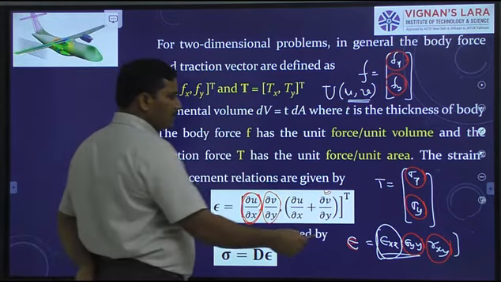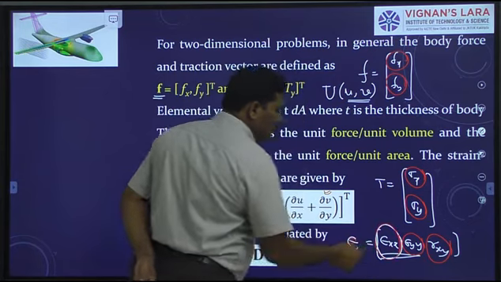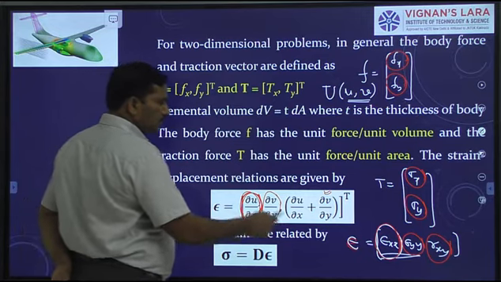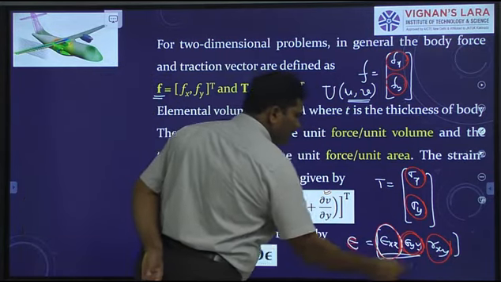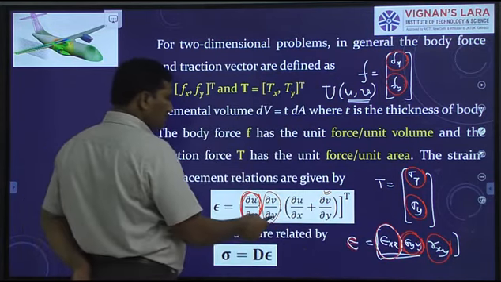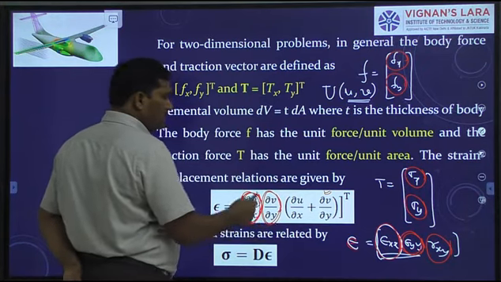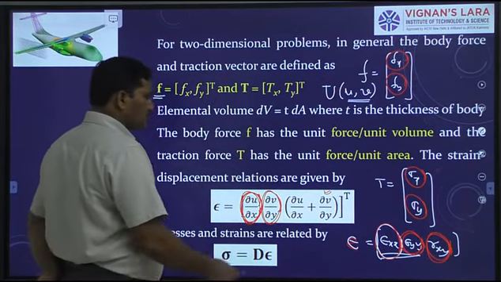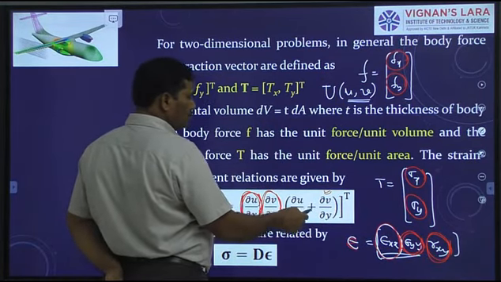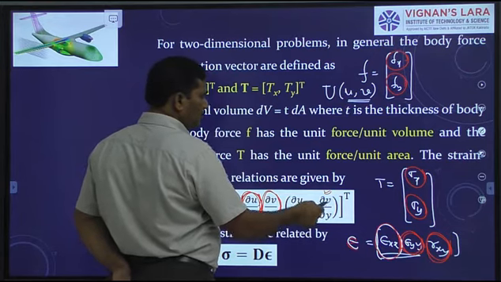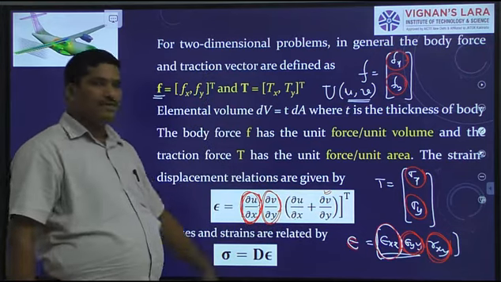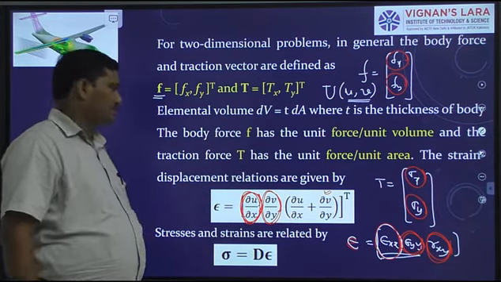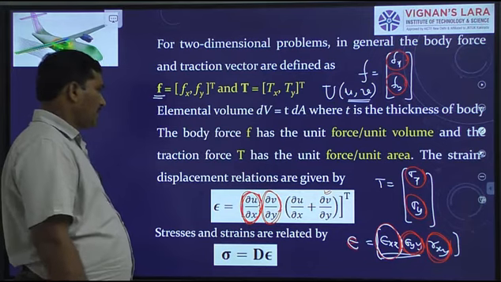Once again I tell you, epsilon xx is the normal strain which equals dou by dou x of u, and epsilon yy is the normal strain which equals dou by dou y of v, and gamma xy is the shear strain which equals dou by dou x of u plus dou by dou y of v. So this is how we define the strain displacement relations.